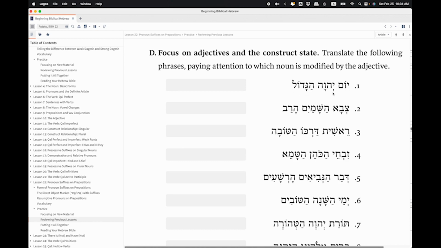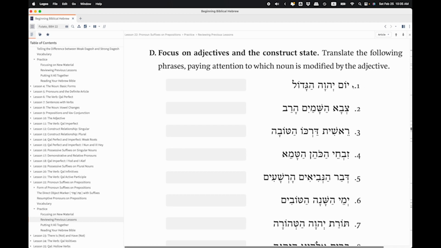But what if HaGadol modifies Adonai? This is possible, but Adonai does not often have a modifying adjective. In fact, most personal names don't. So it's unlikely, I would say, that HaGadol is modifying Adonai, but let's just translate it as if it were. You might expect, if HaGadol were modifying Yom, that it would be closer to Yom. But because these two words are in construct, the adjective cannot break that chain. You can't just insert an adjective in here. So the adjective has to come outside the chain.